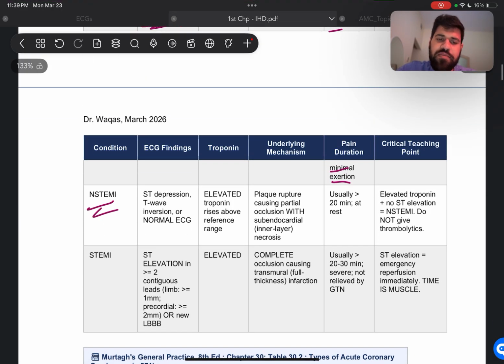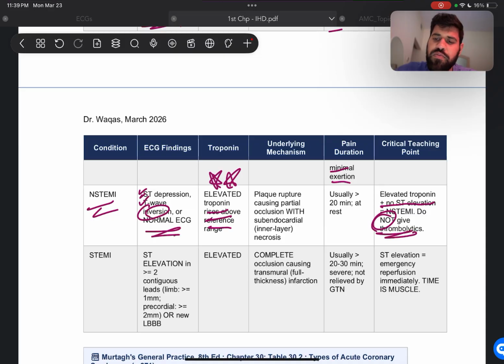Then we have NSTEMI. NSTEMI means non-ST elevation MI, so ST won't be elevated in this. There's ST depression, T-wave inversion, or a normal ECG again. However, the troponin is elevated. All right, and elevated troponin plus no ST elevation equals NSTEMI, and we do not give thrombolytics.